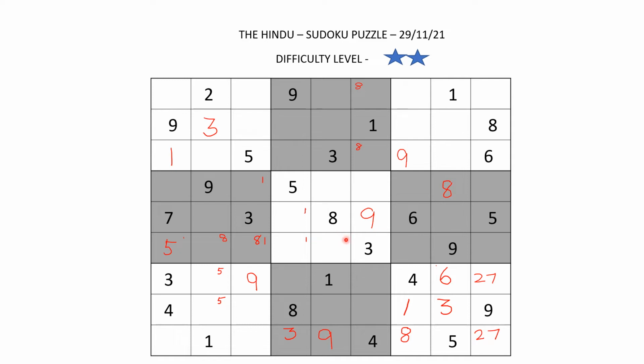So let's see the impact of the filled in numbers. This 6 is blocking this row. So that leaves these 2 cells possibly taking 6. So let's mark it with 6. Now this 6 is blocking this cell, so we get a 6 in the bottom row. So let's mark that.